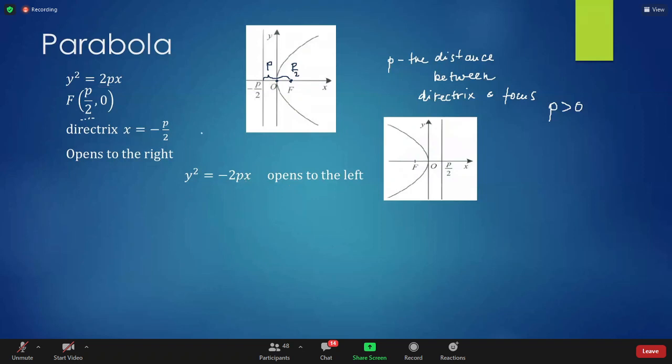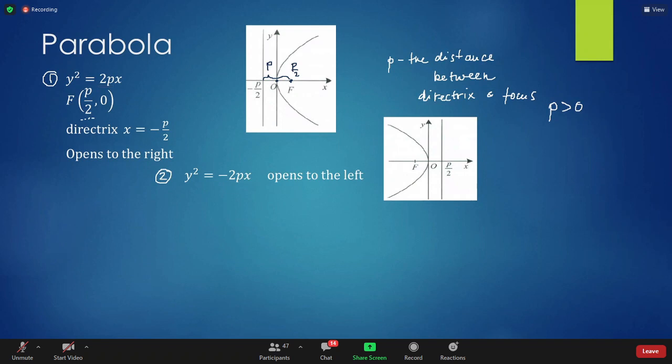The first equation, that would be this one, makes sense for positive values of x only, because y squared can only be positive, or 0 in the case of the vertex. In the second case, the second equation makes sense only if x is negative, because p is a distance, it's positive. So to get the positive y squared, x has to be negative.